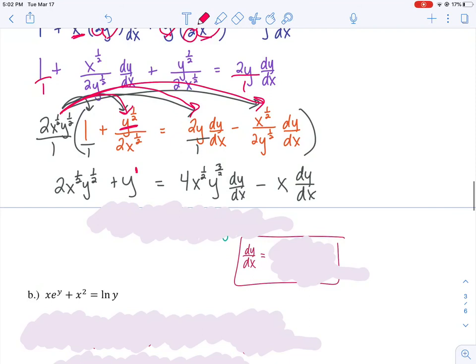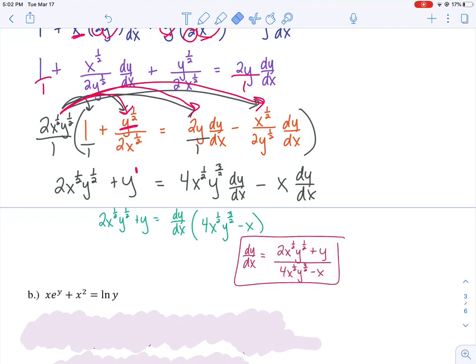So now that my dy dx's are already on the same side, I can GCF out that dy dx, and then I can divide that chunk off. I ended up getting dy over dx equals 2x to the 1/2, y to the 1/2 plus y, all over 4x to the 1/2, y to the 3/2 minus x. Not very cute, but still a derivative. Still an instantaneous rate of change. Still the slope of my tangent line.